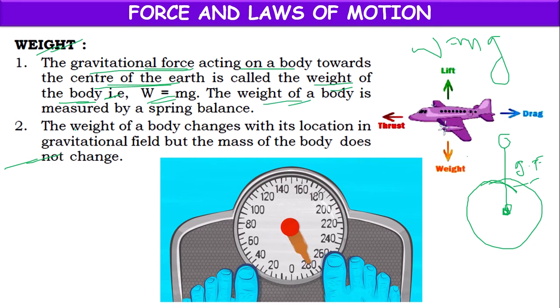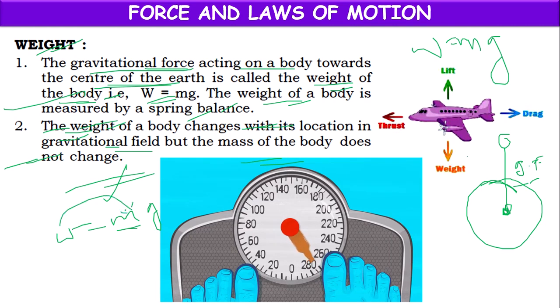The weight of a body is measured by a spring balance. The weight of a body changes with its location in the gravitational field, but the mass of the body does not change. So weight means mg; the mass of the body is always constant, but the weight of the body changes from place to place as the g value changes from place to place.